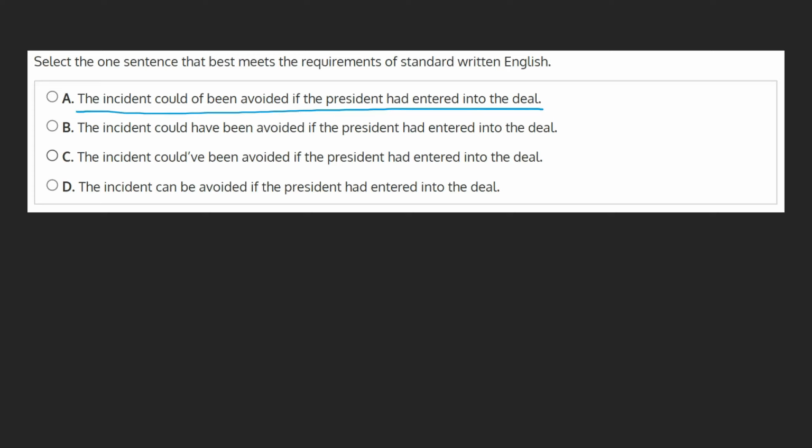This choice includes a common mistake, "could of" instead of "could have." When spoken, "could have" can often sound like "could of," but this is never correct. Based on this, we can mark this choice as incorrect.